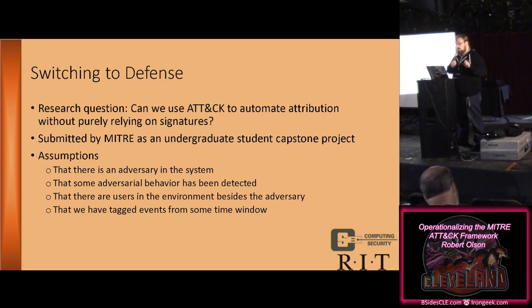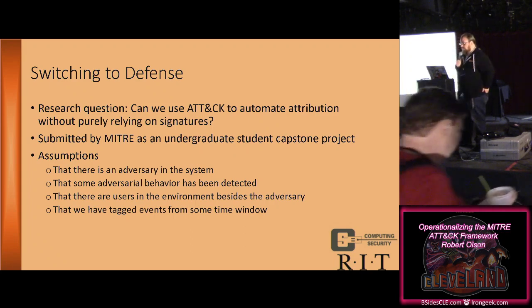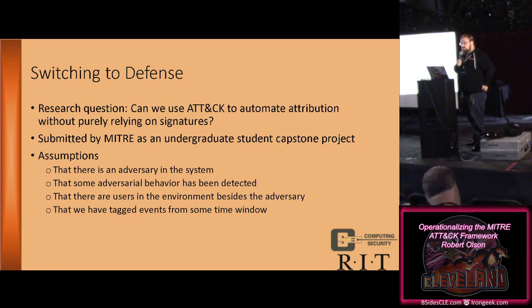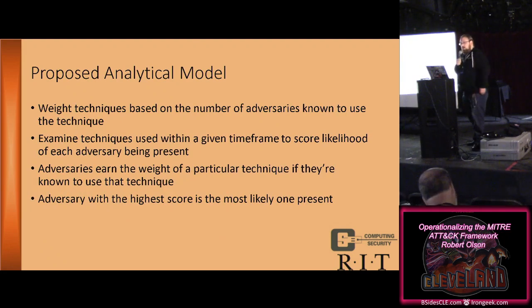So we had some assumptions that we as researchers made as a part of this. We assumed that there is an adversary in the system. We assumed that some adversarial behavior has been detected. So this is very explicitly not a detection tool. We assumed that there were users in the environment besides the adversary, and that false user behavior will generate false positives. And we also assume that we have tagged events within some time window.